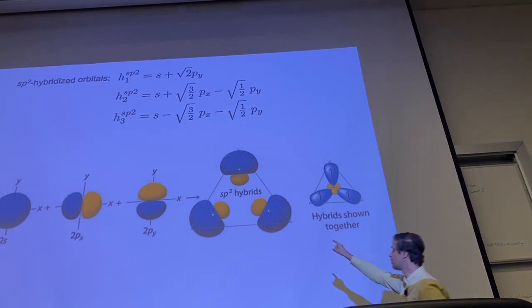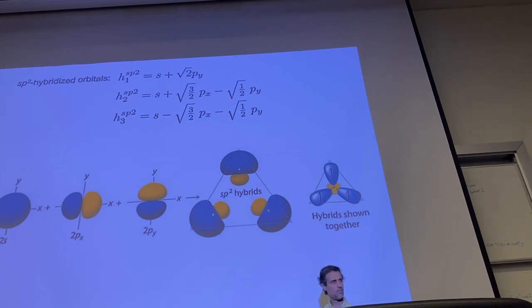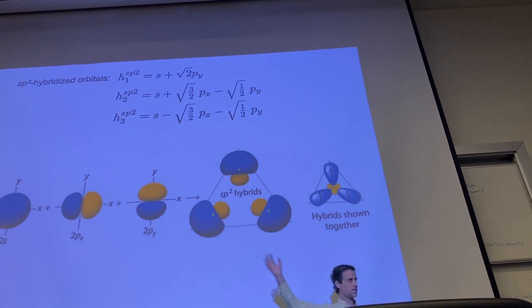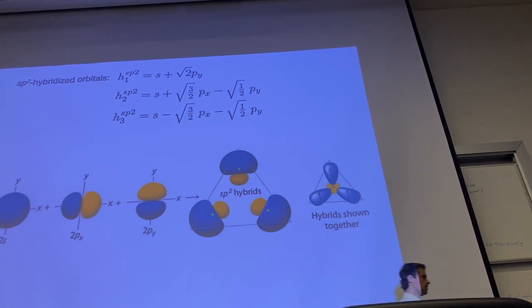I get a little stump here, so the yellow little knob is low probability. The high probability is on the other side. So I get basically a 120-degree arrangement where there's lots of electron probability. This is the typical sp2 bonding pattern.